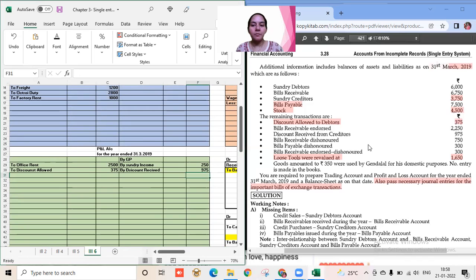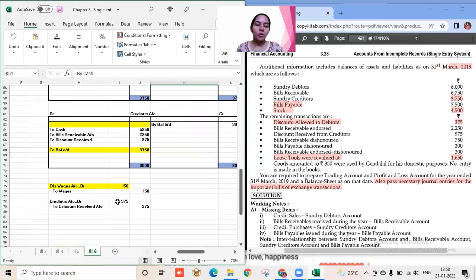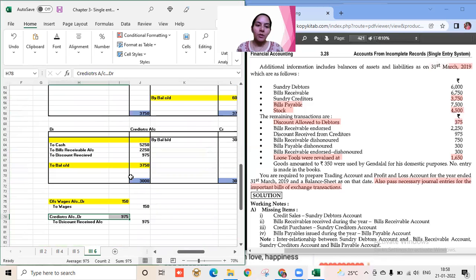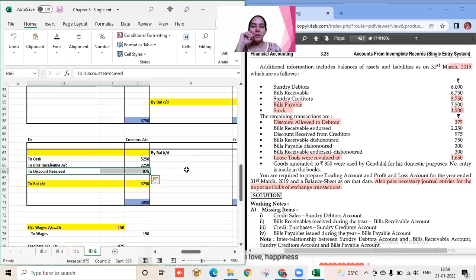Ma'am, before discount received, the second impact you gave, where will the first impact go? To the creditor's debit. The creditors' balance will reduce, that much money you are not going to pay to the creditor. So creditors account debit side, to discount received, and then for discount received we are not creating a ledger, so put it directly on the credit side of the P&L. Done.